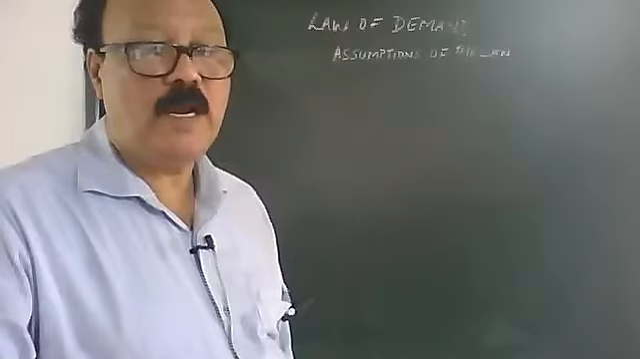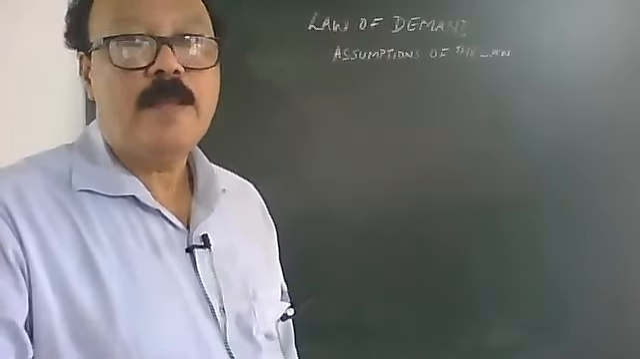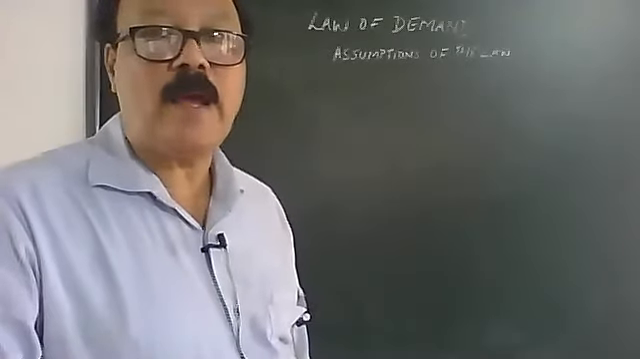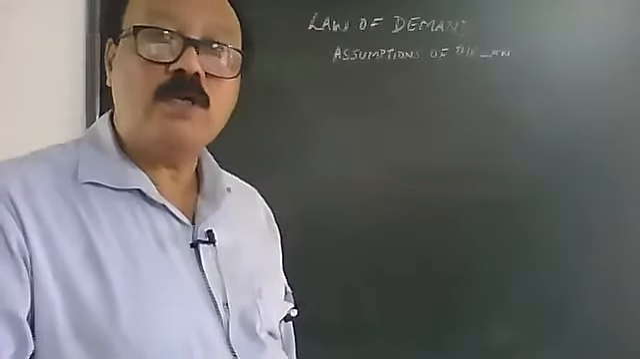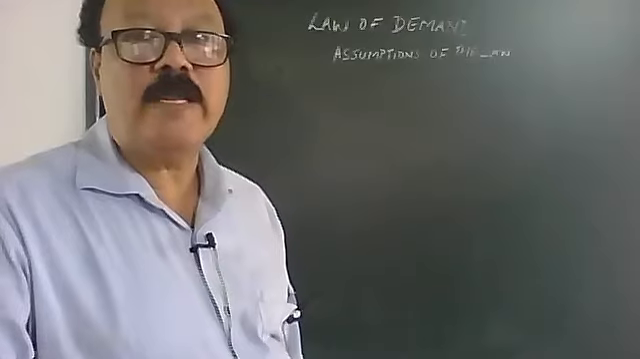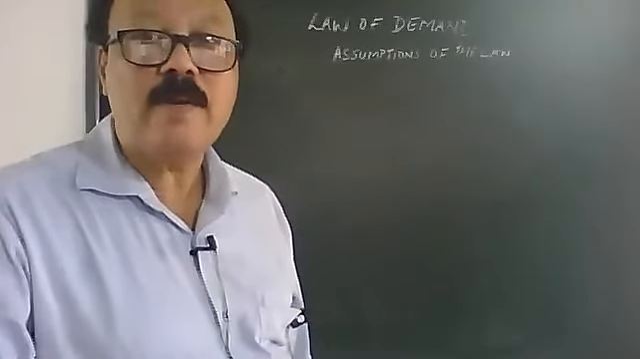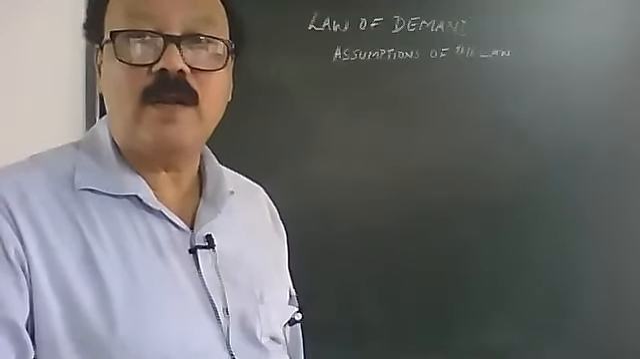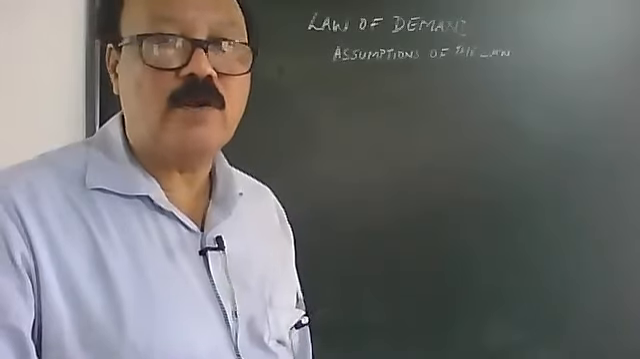The price of related goods does not change. So we assume the law of demand will operate assuming that the price of the related good does not change. Because we learned in the previous class that when the price of related goods changes, what are the related goods? Substitute goods and complementary goods. Remember? And how an increase or a decrease would affect the demand for that particular good. So we assume that there is no change in the price of related goods.